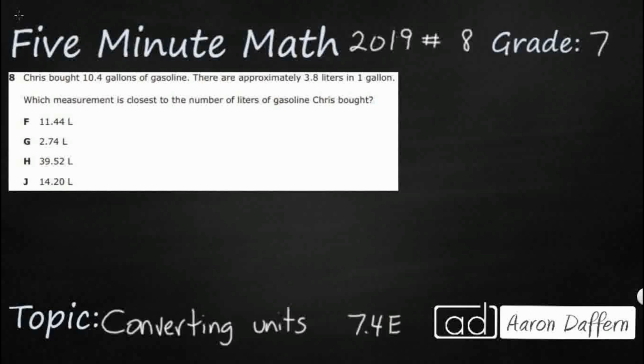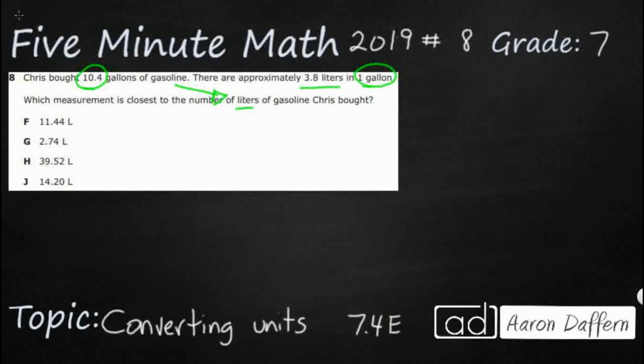So Chris bought 10.4 gallons of gas, approximately 3.8 liters in 1 gallon of gas. And so we need to find the measurement that is closest to the number of liters. So we are converting our gasoline into liters, and we've got this nice little ratio of 3.8 liters equals 1 gallon. So there's two different ways to solve this.